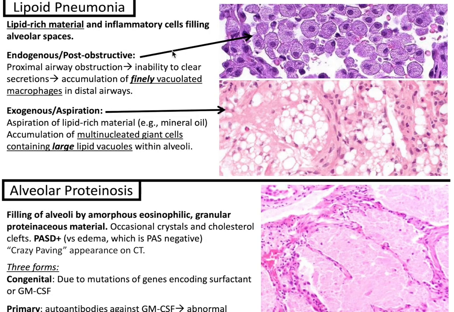Lipoid pneumonia. This is lipid-rich material and inflammatory cells filling the alveolar spaces. You can have endogenous, post-obstructive, as you can see here, with proximal airway obstruction. You'll have inability to clear your secretions, and you're going to have accumulation of finely vacuolated macrophages in the distal airways, as you can see here. Exogenous aspiration. This is aspiration of lipid-rich material, think mineral oil, and you'll have accumulation of multinucleated giant cells containing large lipid vacuoles within alveoli.